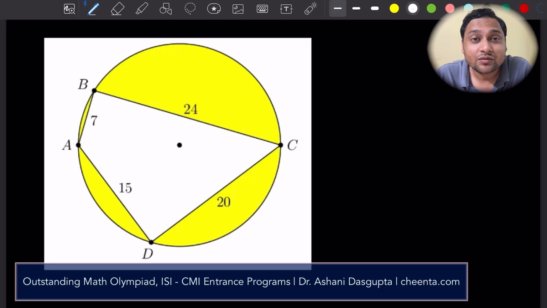In this video, we will learn about how to detect right angles in cyclic quadrilaterals. This is a beautiful part of Math Olympiad geometry. This problem came up in American math competition, but it is also useful for IOQM, ISI-CMI entrances and similar contests.